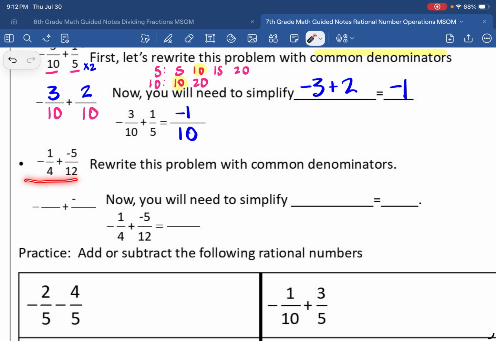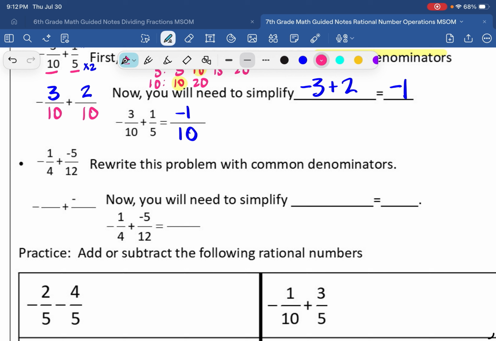-1/4 plus -5/12. Rewrite this problem with common denominators. So my denominators are 4 and 12. I can write multiples of 4, which would be 4, 8, 12, 16, 20. Multiples of 12 would be 12, 24. I'm going to stop because I notice a common multiple of 12. So my denominator will be 12.